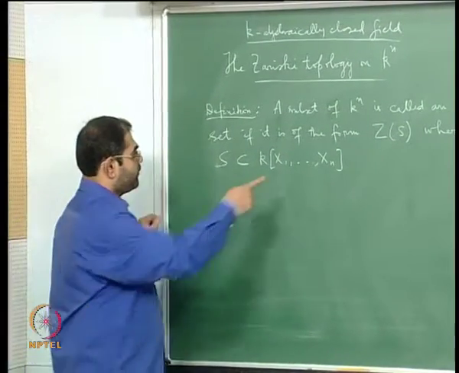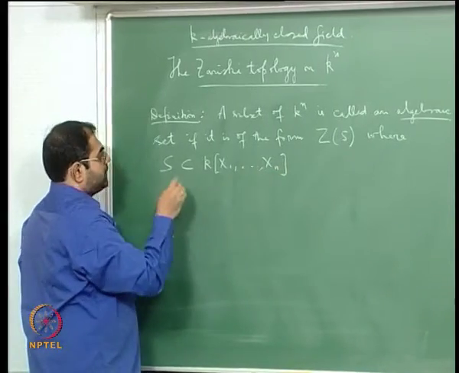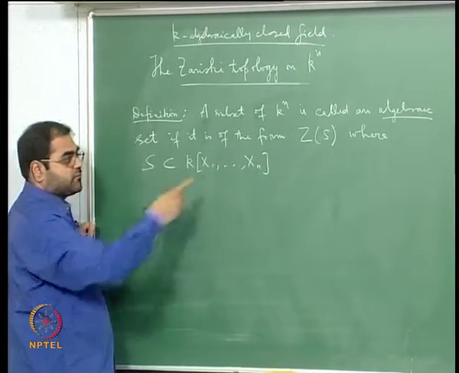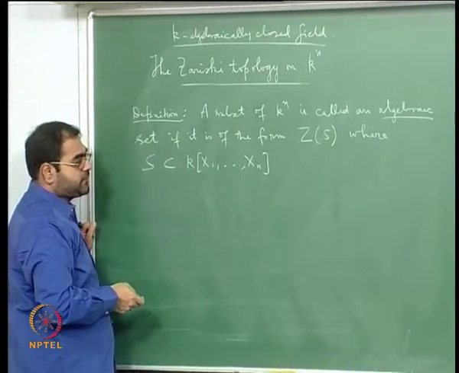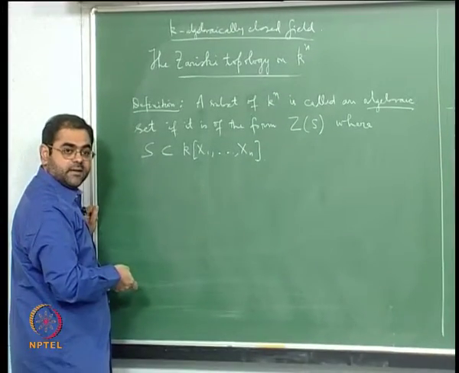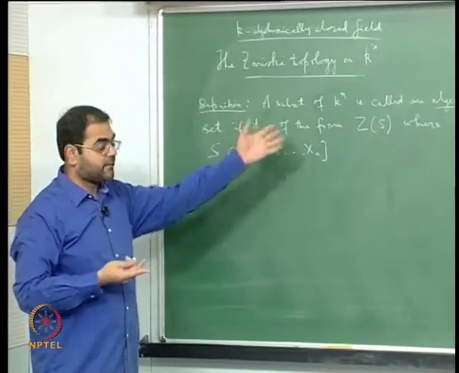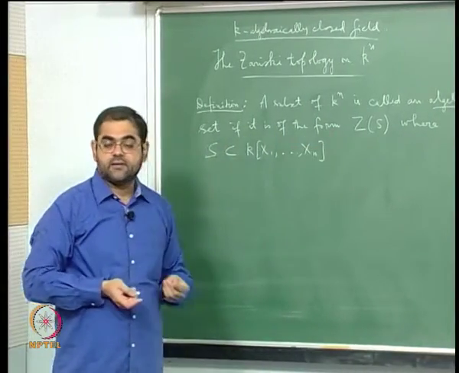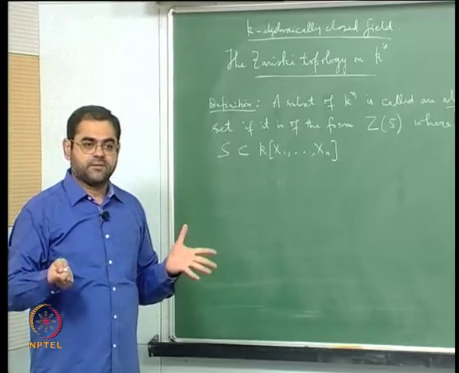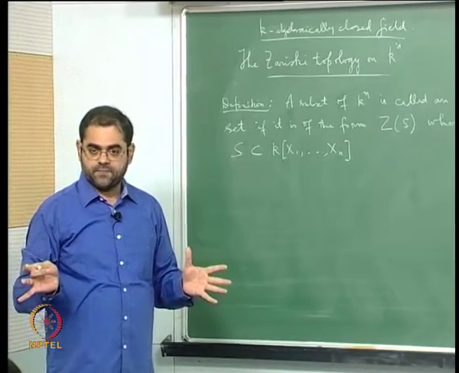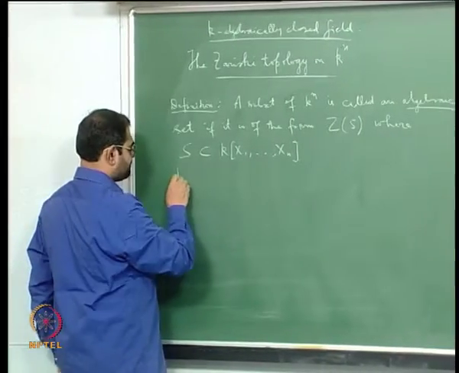Okay, now immediately you have the following. I'm going to write down some properties, and because of these properties you can declare sets of this form as closed sets, and that will give you the Zariski topology. So here is a lemma.